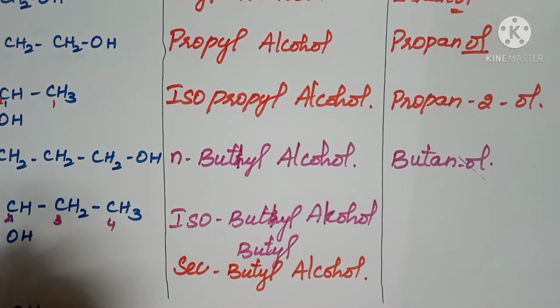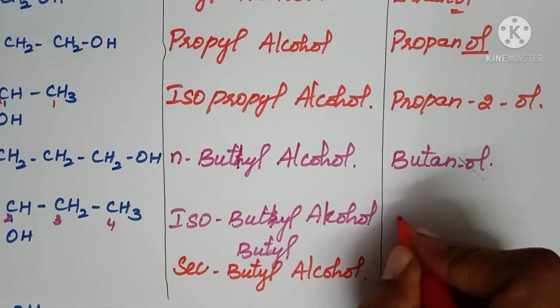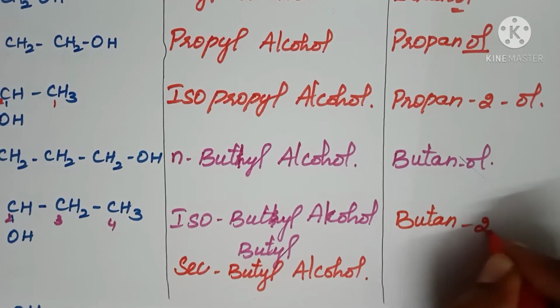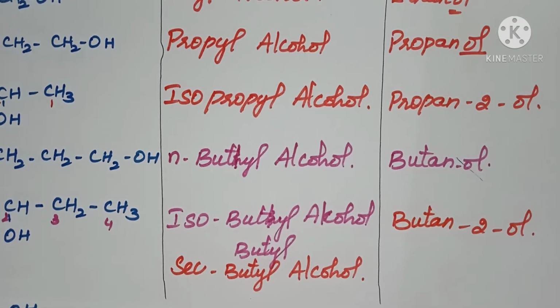When you are coming to the IUPAC name, numbering starts from whichever carbon is nearer, so you have to start the numbering 1, 2. So that means 2, in that position only the functional group is attached. How many carbons are there? 4 carbons. So butane, butan-2-ol. It's very easy to name for the IUPAC name.